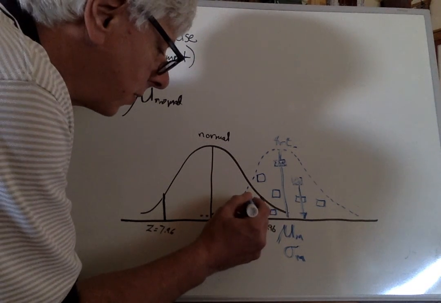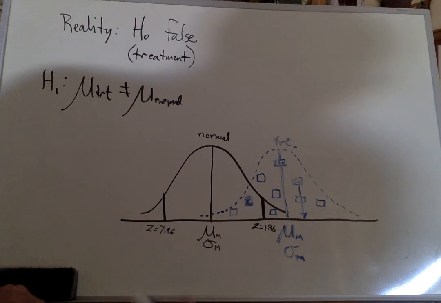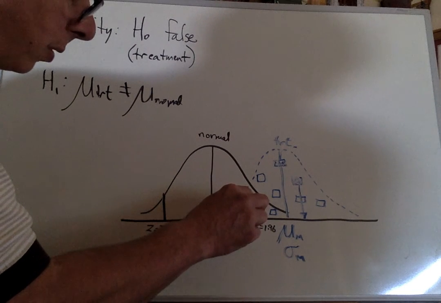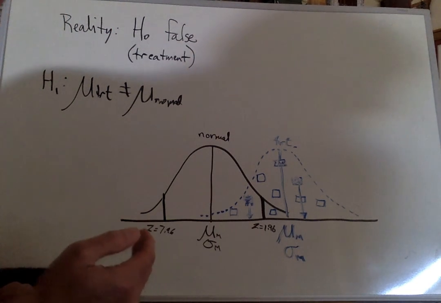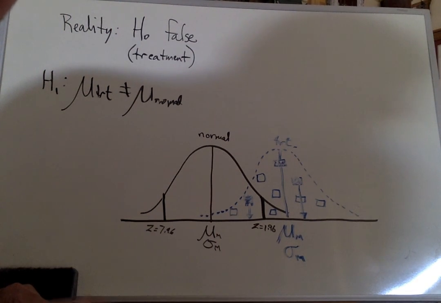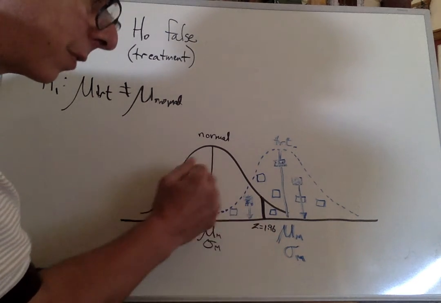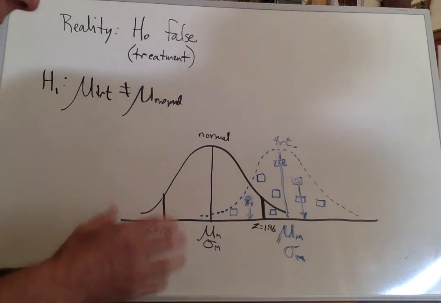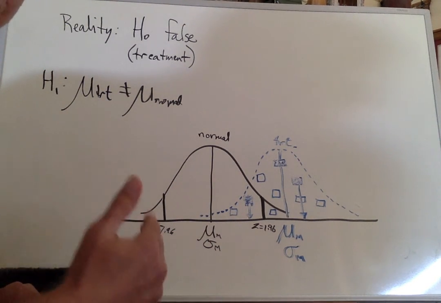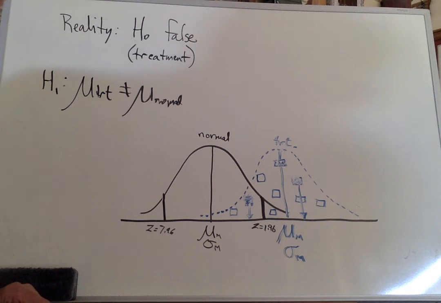If the researcher sees this blue box right here, what's she going to do? Right. That blue box corresponds to that mean, and so it's not beyond 1.96. And so in this case, the researcher will fail to reject the null. Right? It's within this expected area for the normal curve. So that treated mean, it's actually treated, but it looks like it's not treated. The researcher will fail to reject the null, but the null is false. So that represents a type 2 error. A type 2 error. Okay?